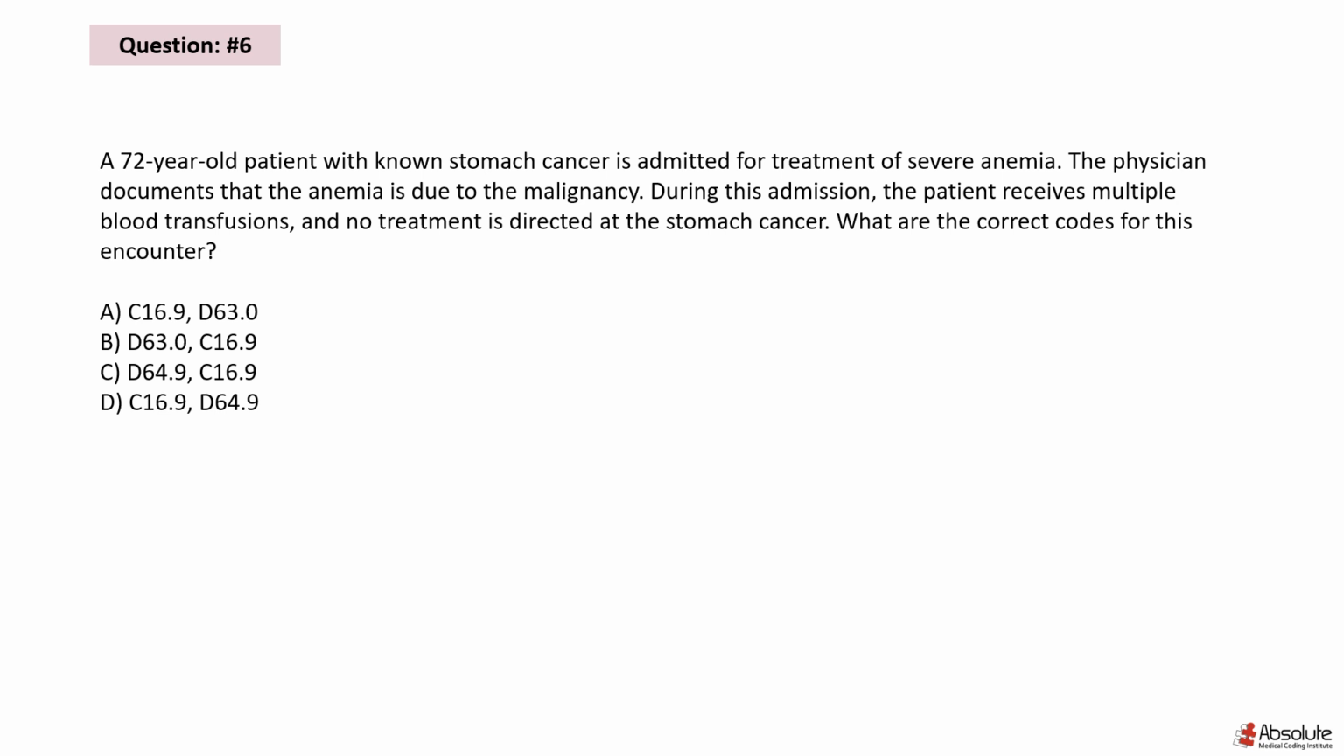Okay, coders. What are the correct codes for this encounter? A. C16.9, D63.0. B. D63.0, C16.9. C. D64.9, C16.9. Or D. D16.9, D64.9. A 72-year-old patient with known stomach cancer is admitted for treatment of severe anemia. The physician documents that the anemia is due to the malignancy. During this admission, the patient receives multiple blood transfusions and no treatment is directed at the stomach cancer. You have 60 seconds to solve, and your time begins now.